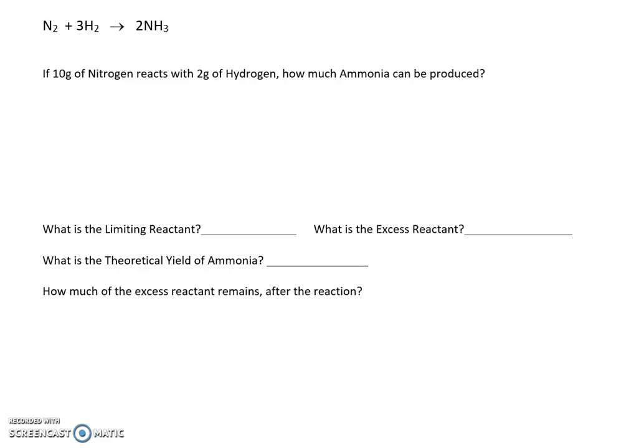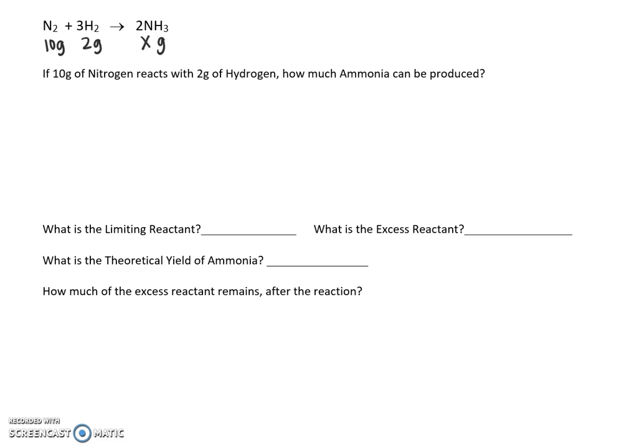If 10 grams of nitrogen reacts with 2 grams of hydrogen, how much ammonia can be produced? The first thing I'm going to do is list underneath what I have of each thing. Of nitrogen, I've got 10 grams, and of hydrogen, I've got 2 grams. I'm looking to figure out how many grams of ammonia I can produce at the end.